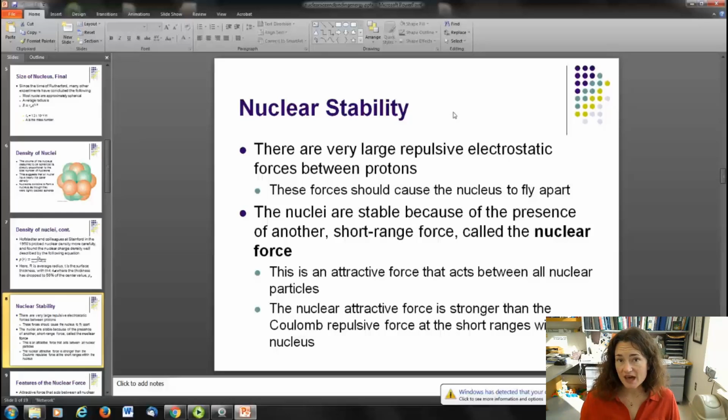And the reason for that is that the strong force, or the nuclear force, is extremely short range. It starts to decay off just after a few femtometers in distance, and so it's just not long range enough to cause everything in the universe to clump together into a big ball.